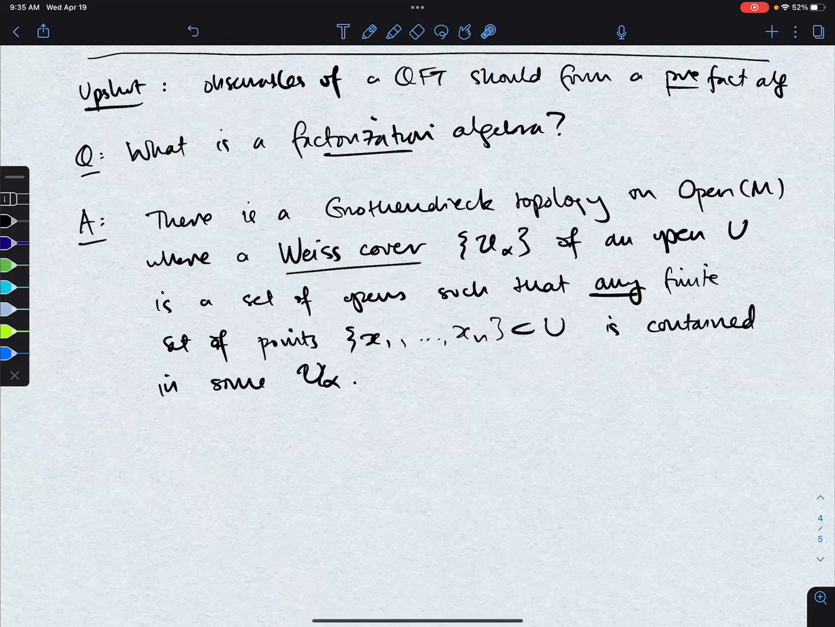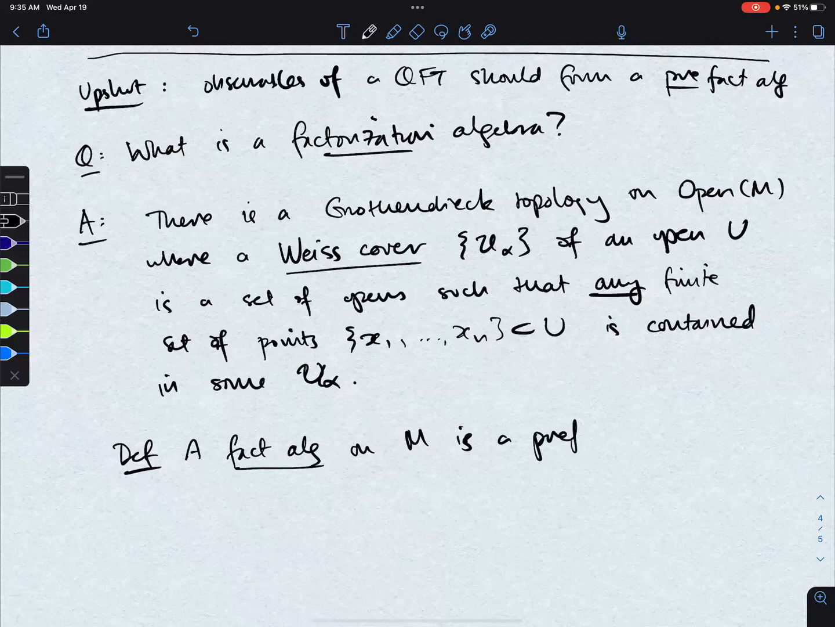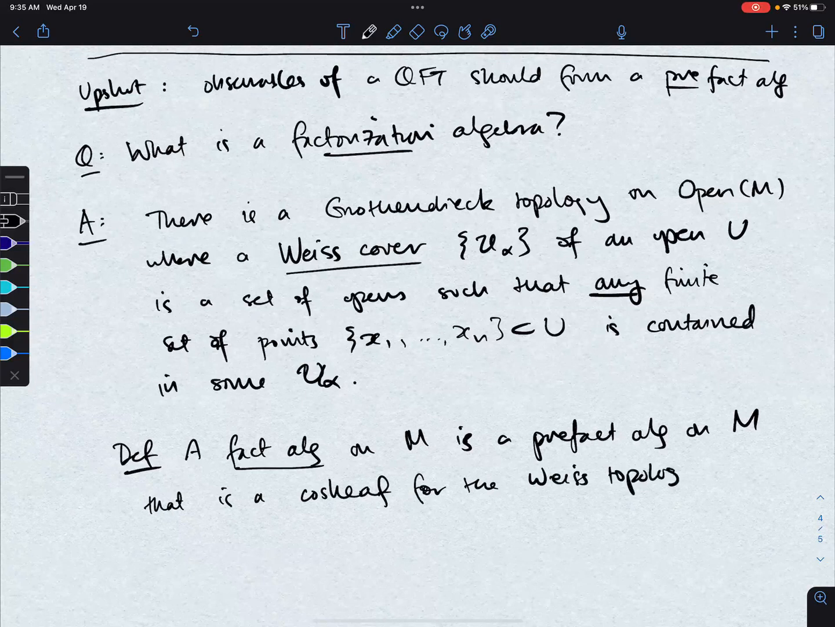So this is where we invent this notion of cover, and then the definition: a factorization algebra on M is a prefactorization algebra on M, so we have all that data we wrote before, that is a co-sheaf for the Weiss topology. So this means you have all this data we mentioned before, but now it can be reconstructed if you know Weiss covers. If you know the structure maps on, say, very small disks into bigger disks, you can reconstruct the whole thing. This is very similar to the way a sheaf is a pre-sheaf satisfying some local to global axiom. So this is just the local to global axiom. Okay.